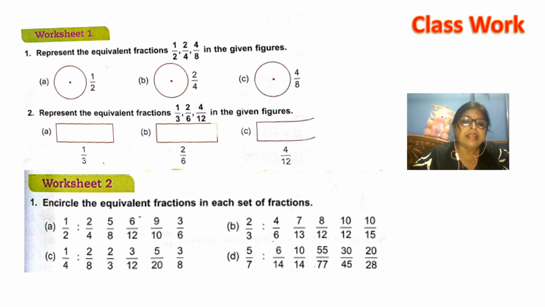So you leave it. Then 6 by 12 is the equivalent fraction of 1 by 2, because if you multiply numerator 1 by 6 and denominator 2 by 6, you get 6 by 12, which is equal to 1 by 2. So 6 by 12 is the equivalent set, and you have to circle it. In this way, you have to find out which one is in the set of this fraction and which one is not. Which one is in the set? You encircle the fraction and then you can get it. So in this way, you have to solve the classwork.